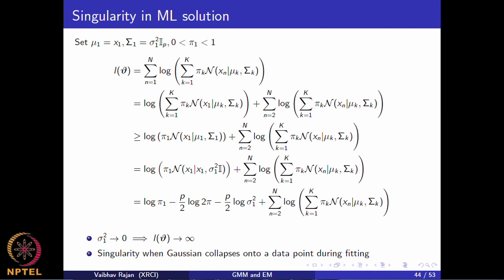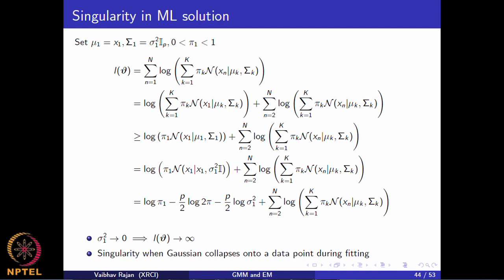So this can be split into two parts. We are looking at just one Gaussian here, and when you plug in these values, you essentially get this expression. Now what happens if sigma 1 square, the variance, tends to 0? This total likelihood essentially tends to infinity, because this value goes to infinity. So this is a problem in general with maximum likelihood solutions. The likelihood will tend to infinity, although the fit is really bad.